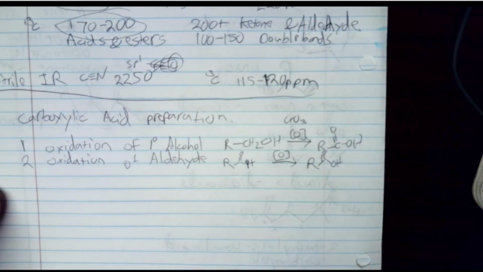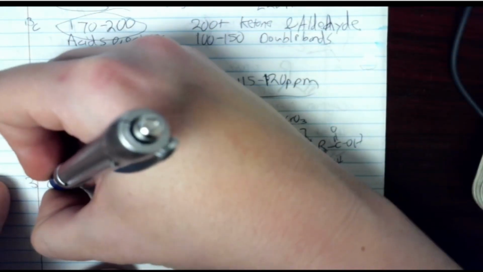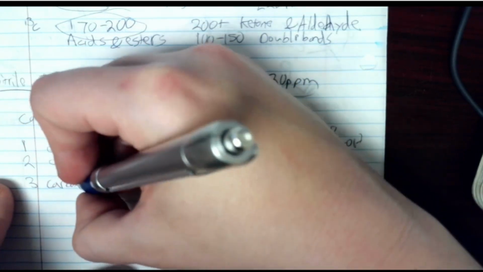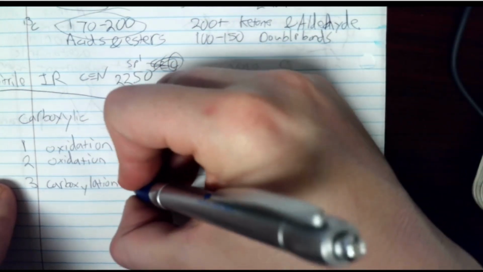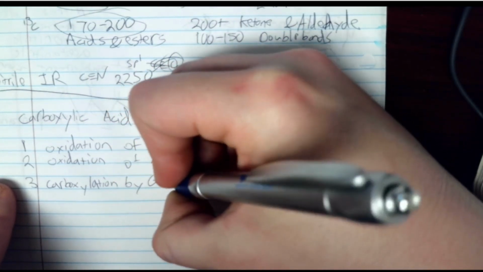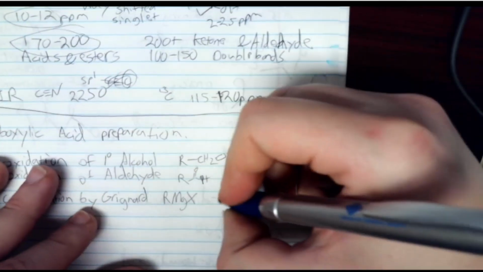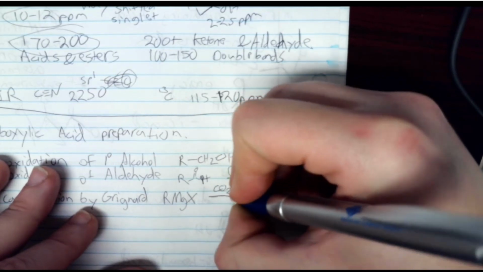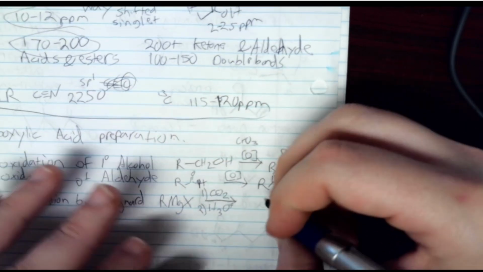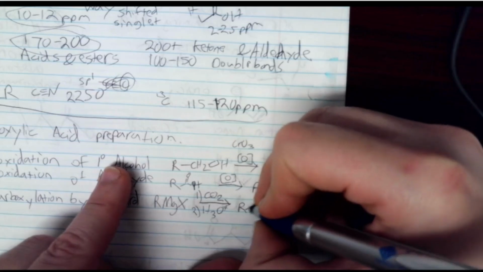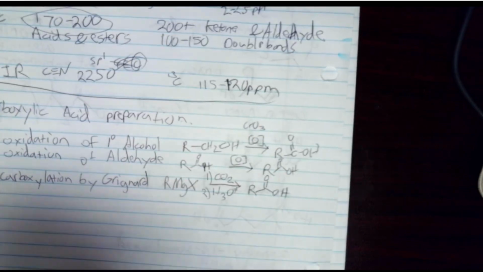We can do the carboxylation of Grignard. Carboxylation by Grignard. That one we talked about at the end of chapter 17. So if I have RMgX and I put in CO2 and work up with acid, it's going to slap that onto the CO2 and we have a one carbon longer chain. That's a very easy one.